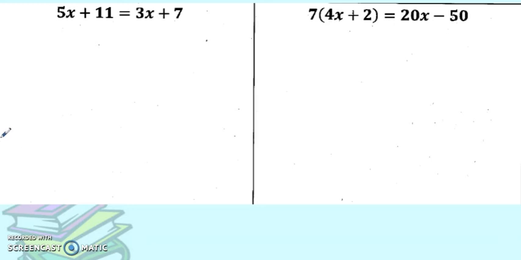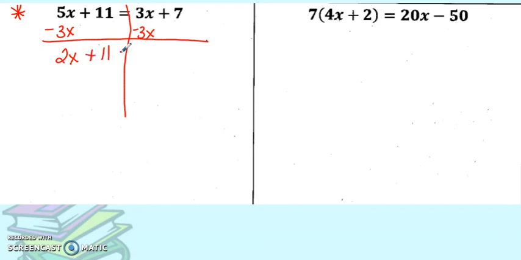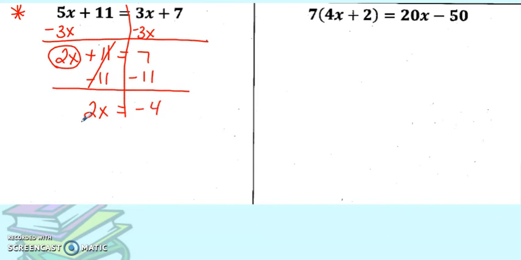Why don't you try this next example, this one right here, why don't you try this one on your own? Hopefully you got x is equal to -2 as I did.